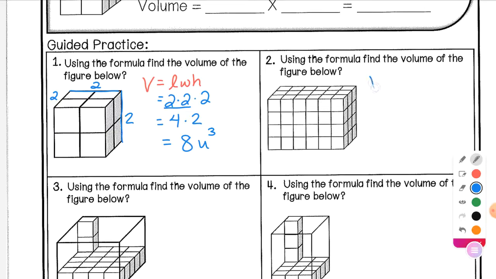Next one, rewrite, substitute, solve. I'm going to rewrite my formula. Length times width times height. Substitute in my numbers. Tatum, what is my length of this one? 6.